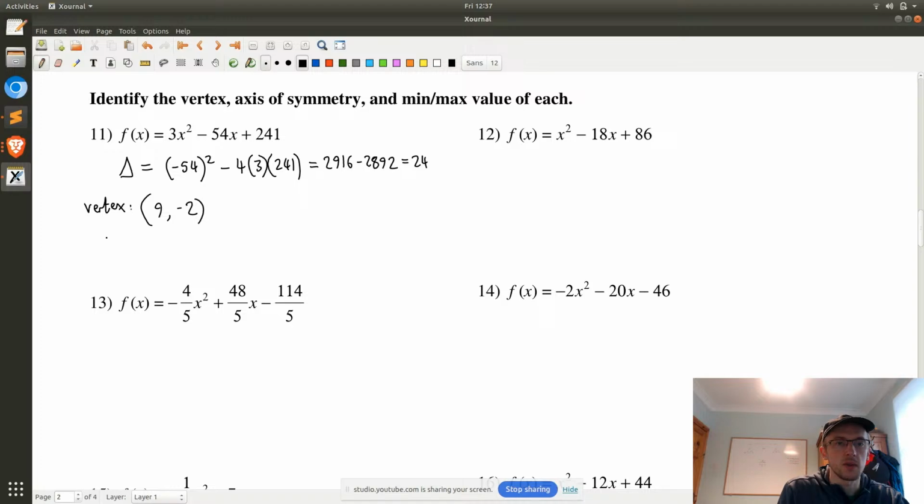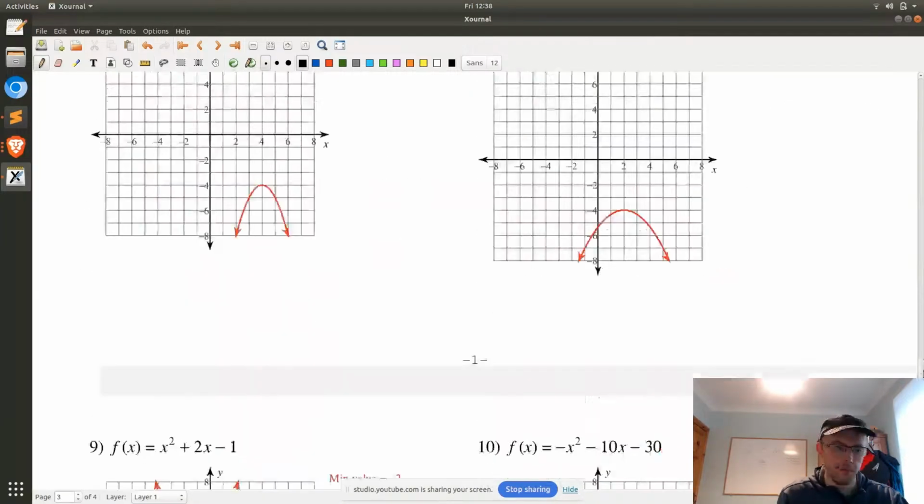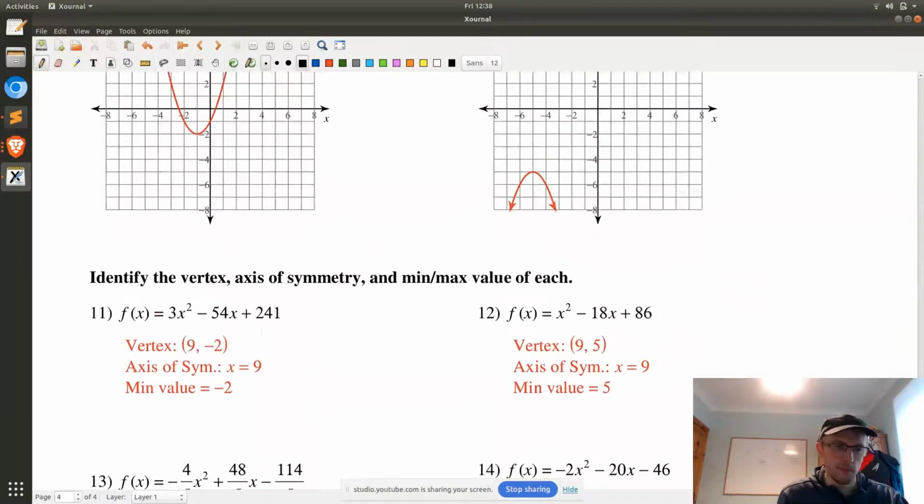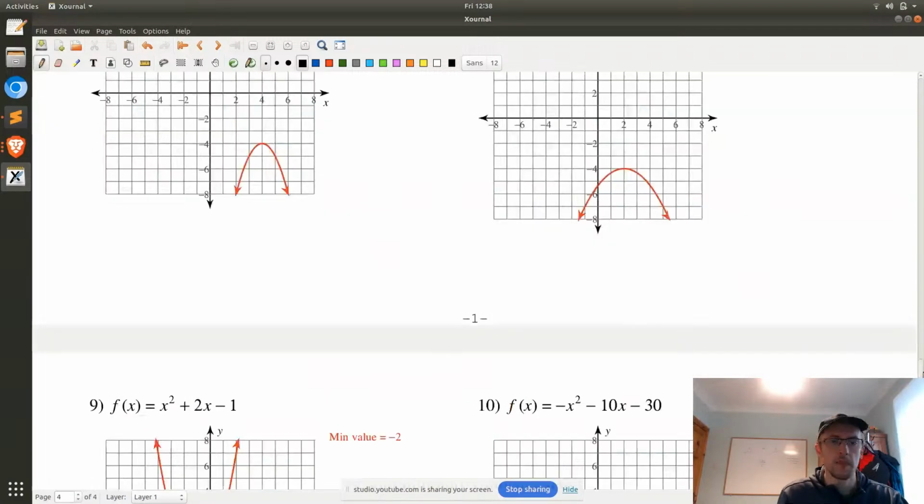And because it opens upwards, the minimum value would therefore be minus 2. And the line of symmetry would be x equals 9, I believe. So let's check. 9 comma negative 2, negative 2 and 9. Yeah, okay, that's good.